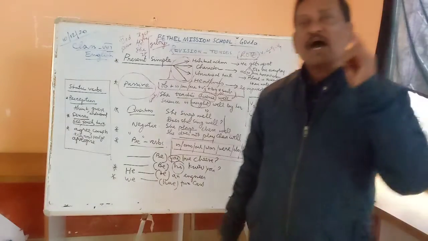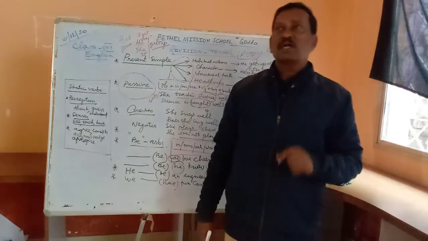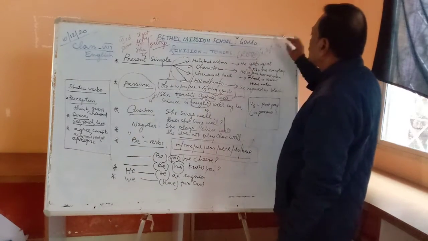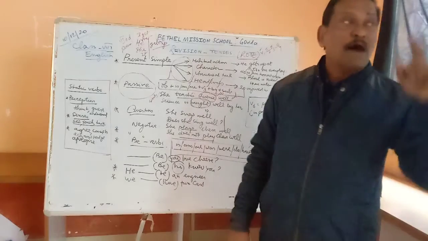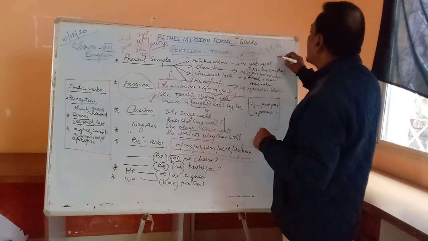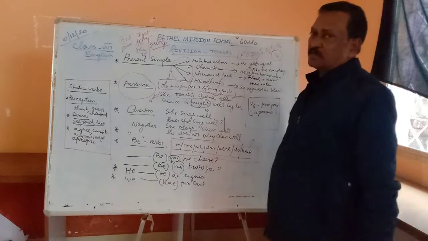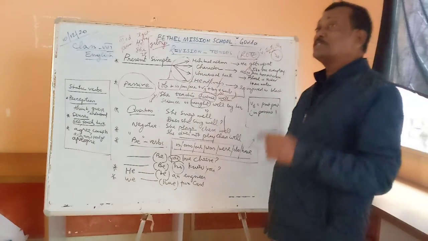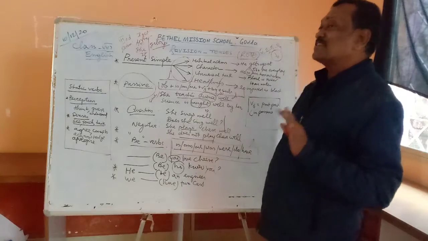Every verb has 4 forms. The first form, the second form, the third form and the fourth form. But when it comes to passive voice, we take this into consideration. That is the past participle. Past participle is taken into consideration.